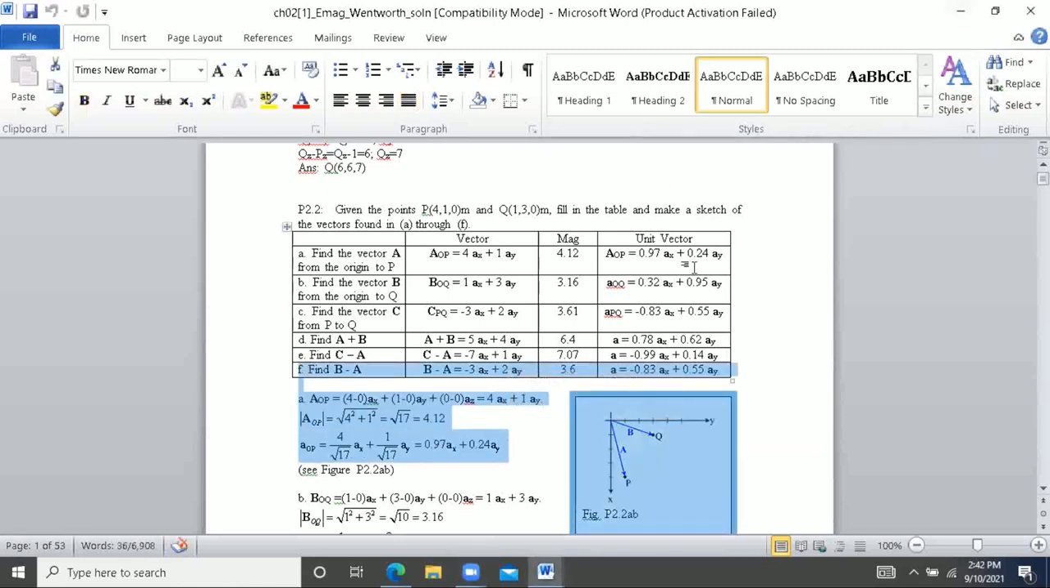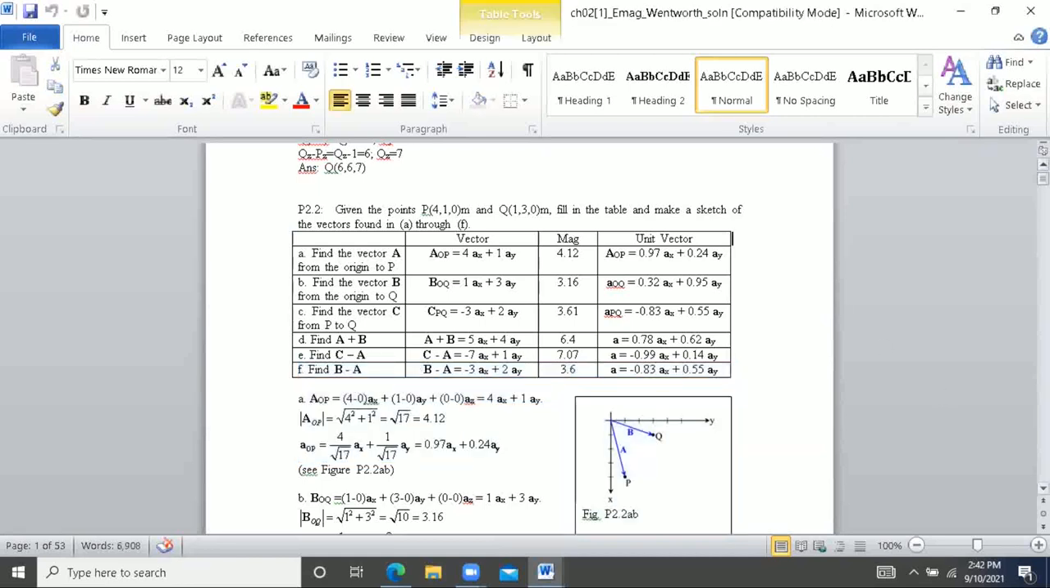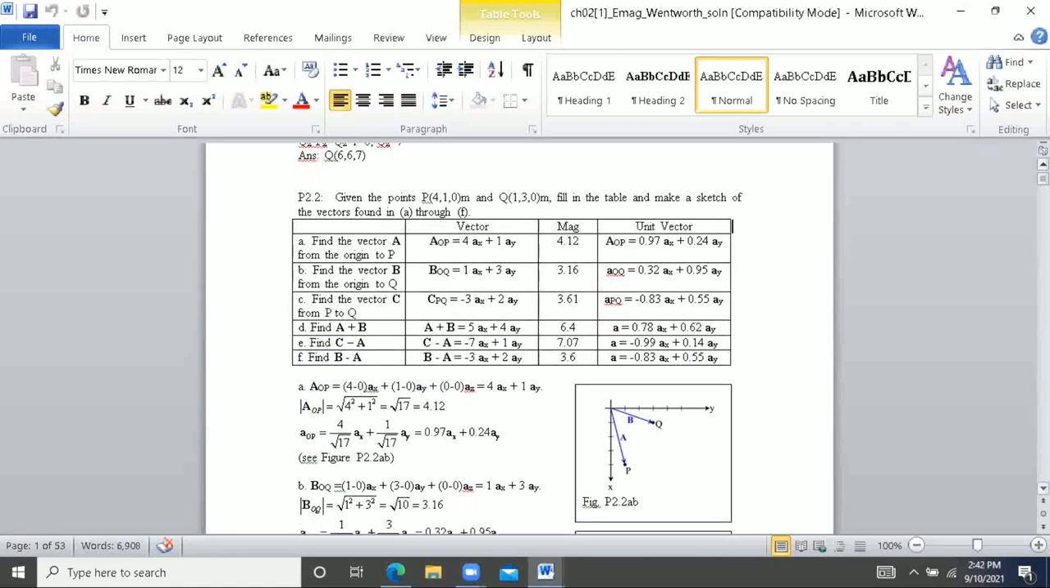So 4 over 4.1 something gives you what? 0.97 plus 0.243. So that's it. So this now, A over the modulus of A, is the unit vector.